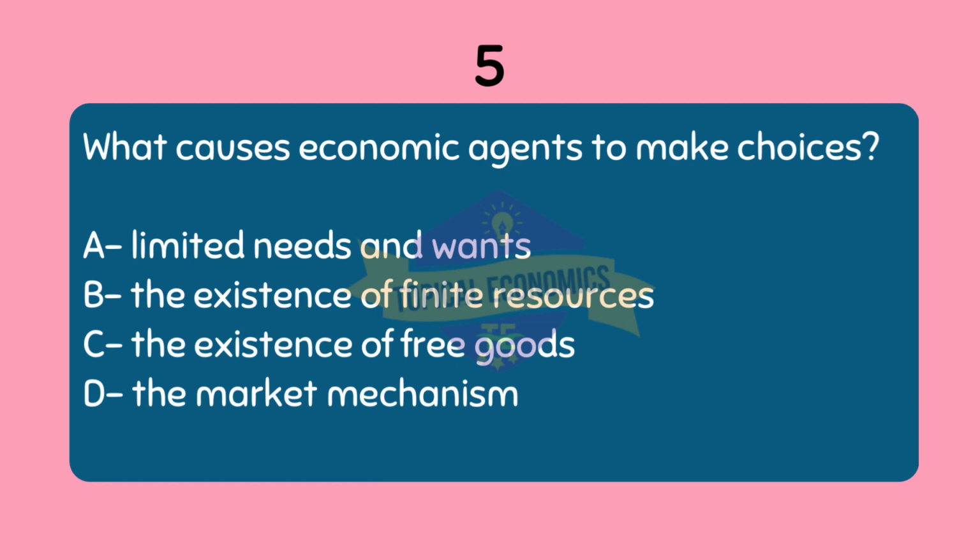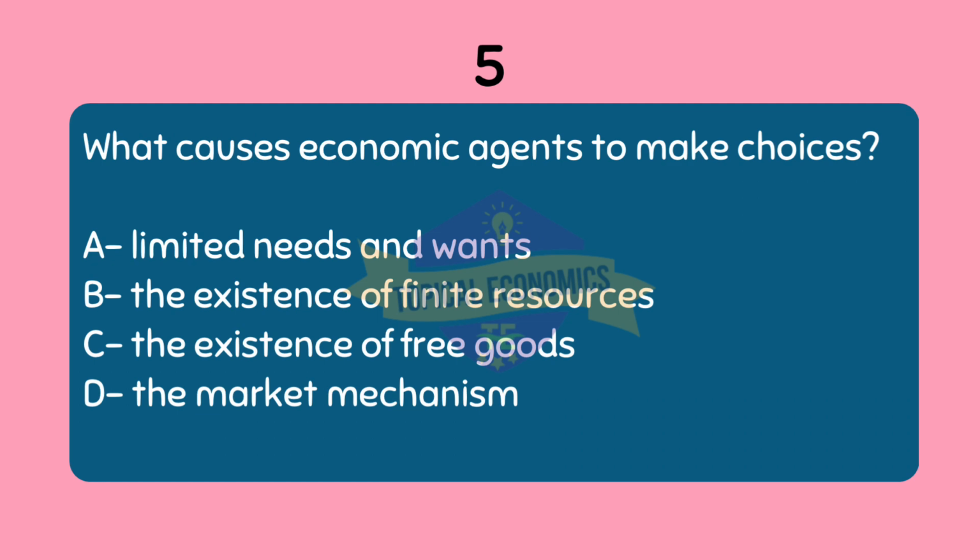The correct answer for this question is option B. The existence of finite resources. Economic agents, such as consumers, firms, and governments, must make choices because resources are finite or limited, while wants are generally unlimited. This scarcity of resources is the foundation of the basic economic problem, forcing agents to prioritize and make decisions about how to allocate resources effectively.